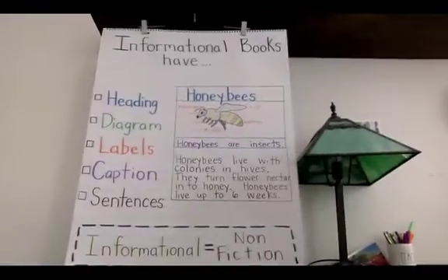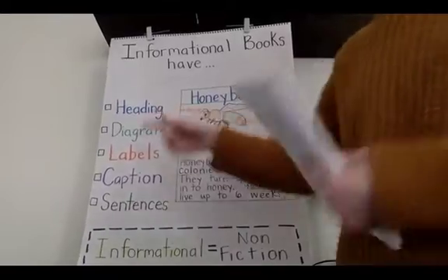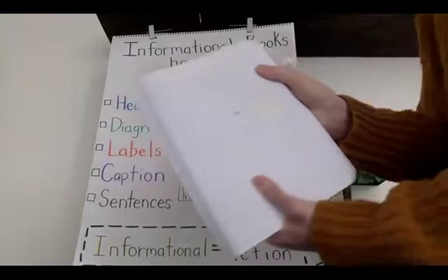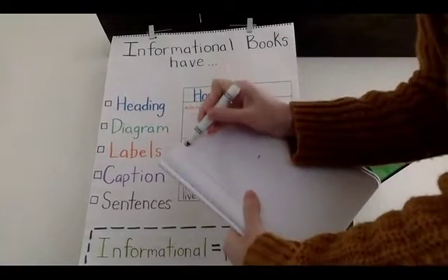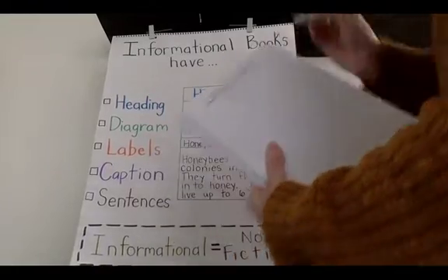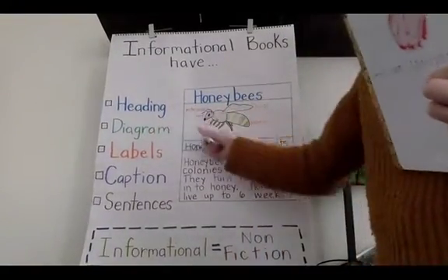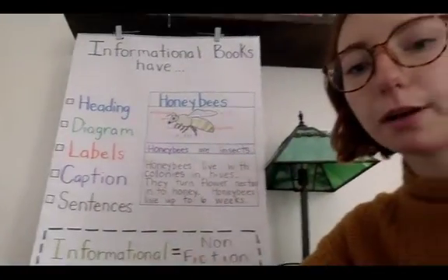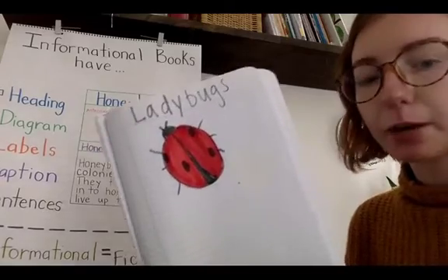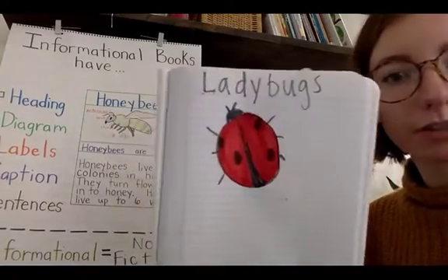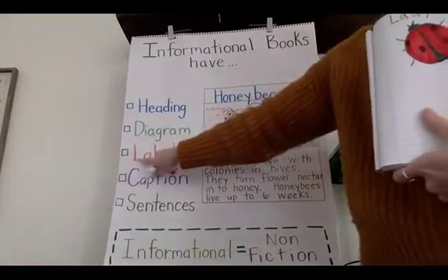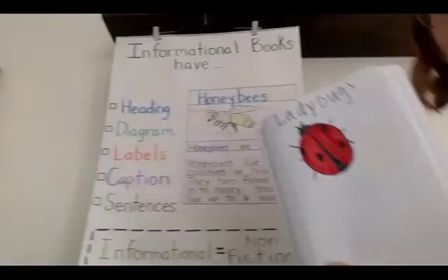So the first thing I need to write is my heading. So if I'm writing about ladybugs, my heading should say ladybugs. The next thing I need is my diagram, my picture. I'll pause while I draw my picture. Here is the diagram of my ladybug. I took my time. I did not leave any peekaboos. Everything is colored in. So I have my diagram. Next, I need labels.